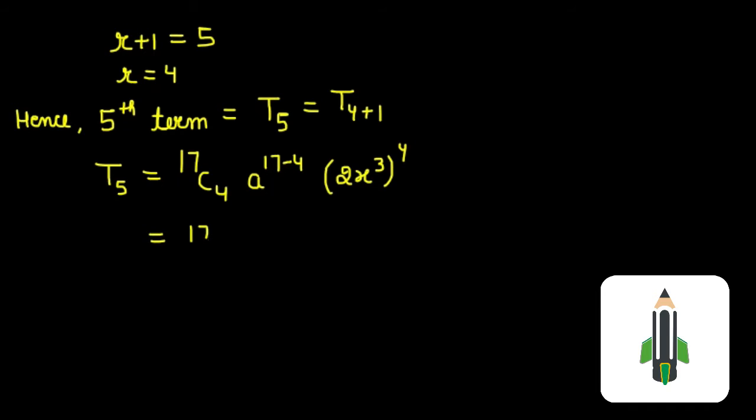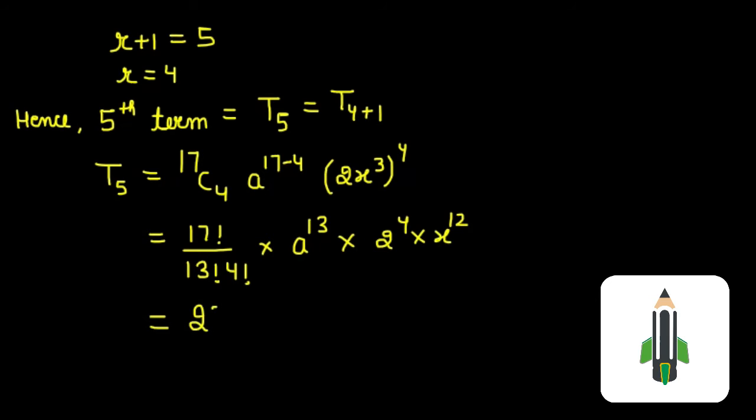17C4 can be written as 17 factorial divided by (17 − 4) factorial, that is 13 factorial, and 4 factorial, times a raised to the power 13, multiplied by 2 raised to the power 4, multiplied by x raised to the power 12. 17 factorial divided by 13 factorial multiplied by 4 factorial can be written as 2380.